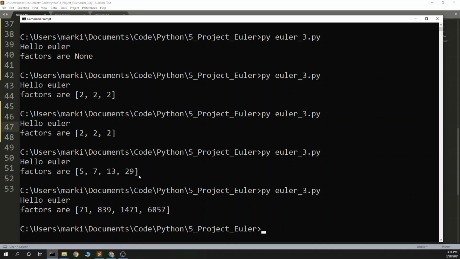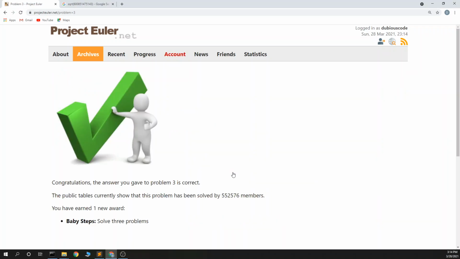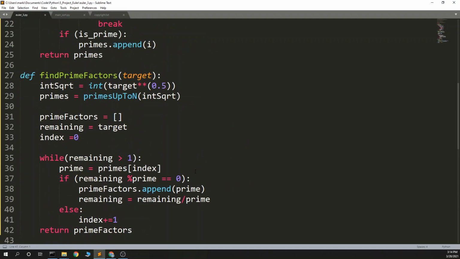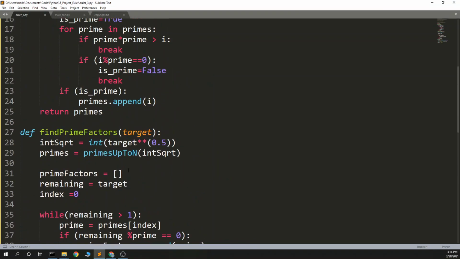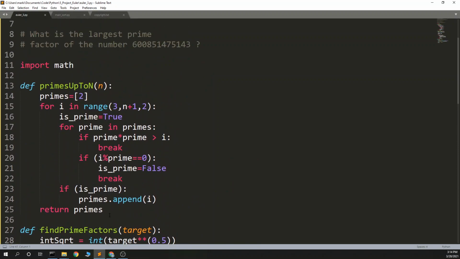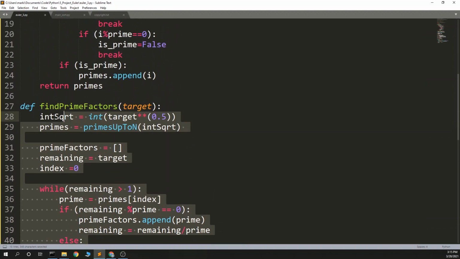Let's try this 600 billion. All right, so 4 prime factors, and the largest one is 6857. Okay, that's done with problem 3. My guess is that, from my memory of doing Project Euler before, finding primes is pretty common and probably prime factors too. So I'll just make these a library function and I'll just use them over and over again, I imagine.